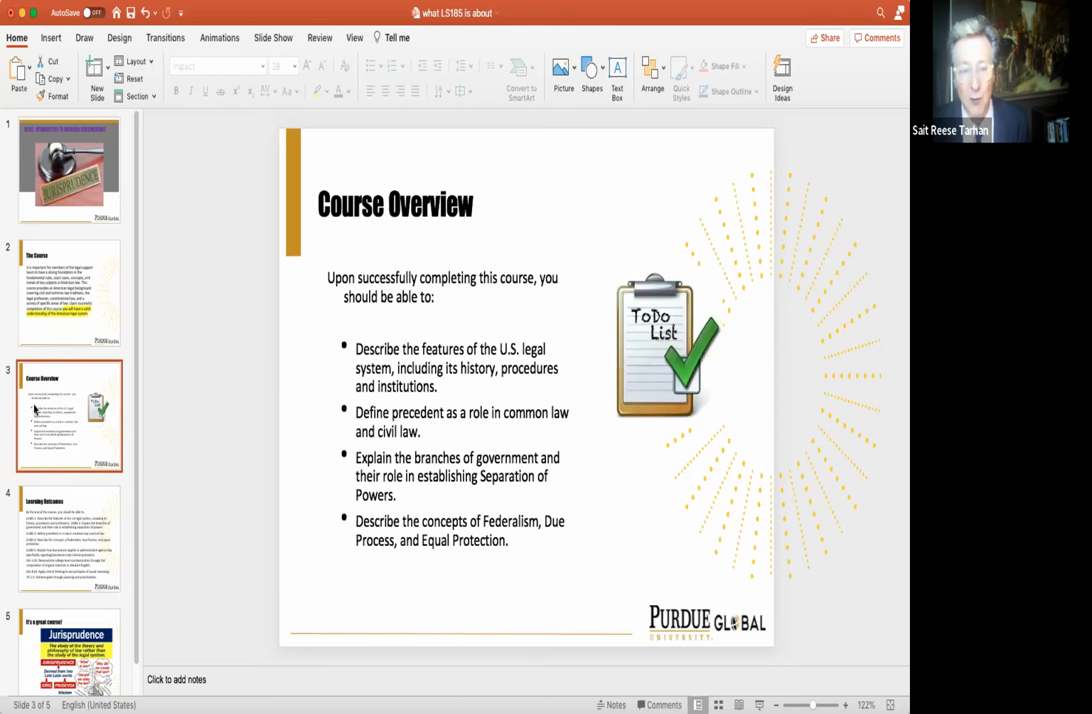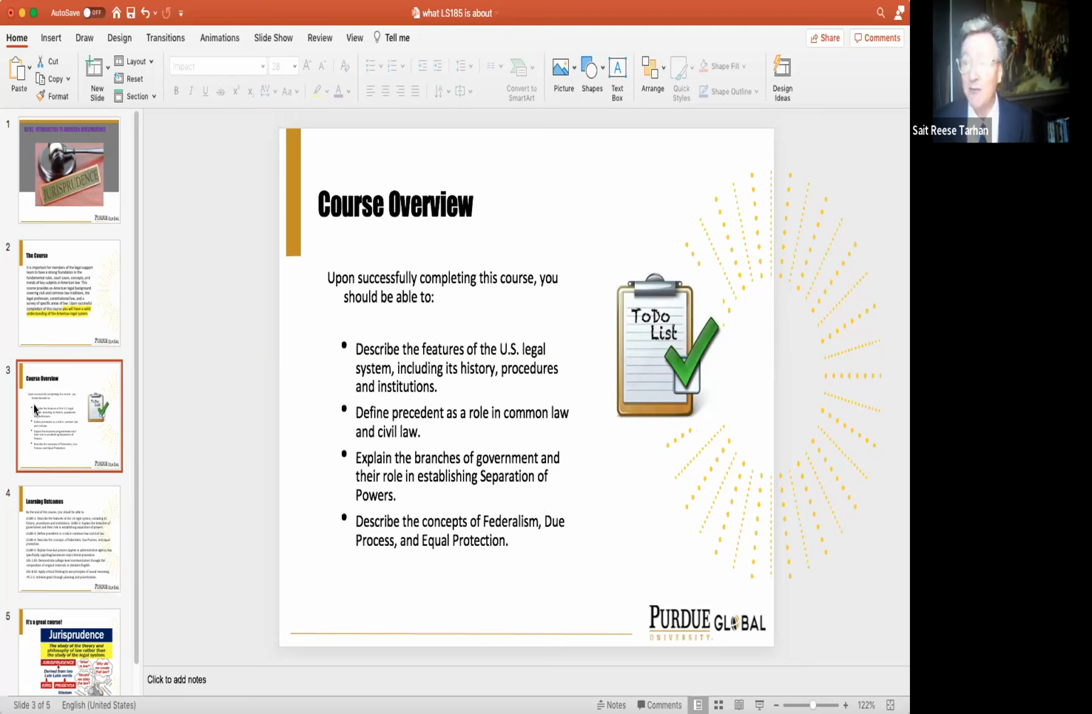Here's an overview of the course. The different bullet points there are: there will be assignments that cover these topics, and discussion boards where we do a deeper dive. We describe the features of the legal system, history, procedures, and institutions. There are some philosophical components, some jurisprudential components. Why we have law, different theories of law, purposes of law, history of law, evolution of law. We define precedent in terms of its role in the common law and civil law.